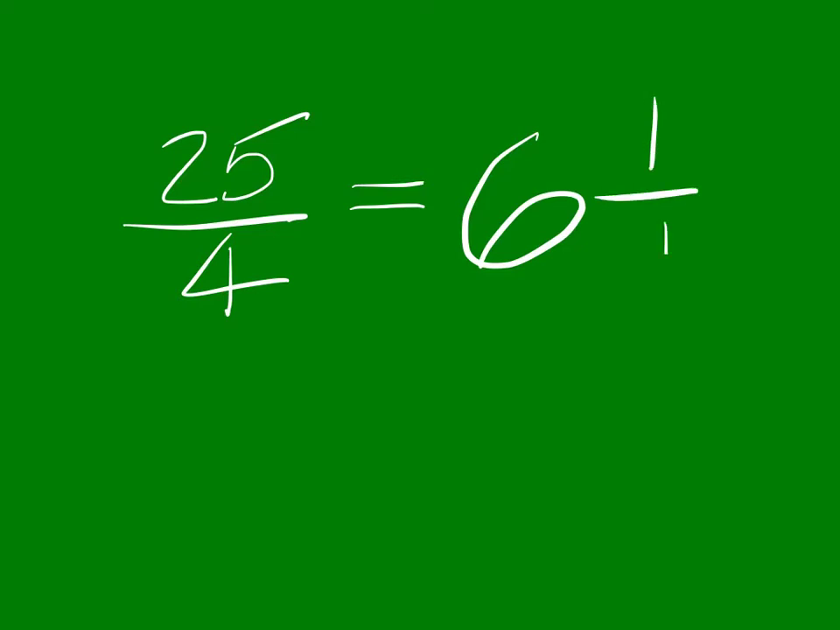What would 25 over 4 be? 6 and 1/4. 4 will go into 25 6 times without going over. What do you have left over if you go 4 into 25 6 times? What is 4 times 6? 24, so you have how many left over? Just 1.